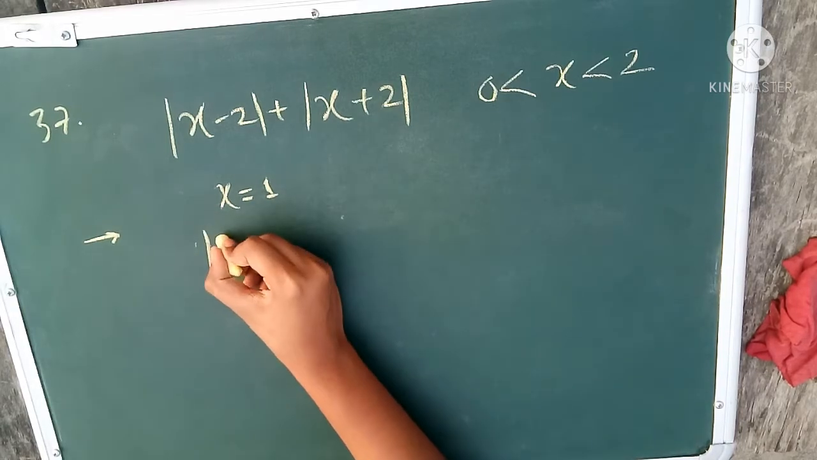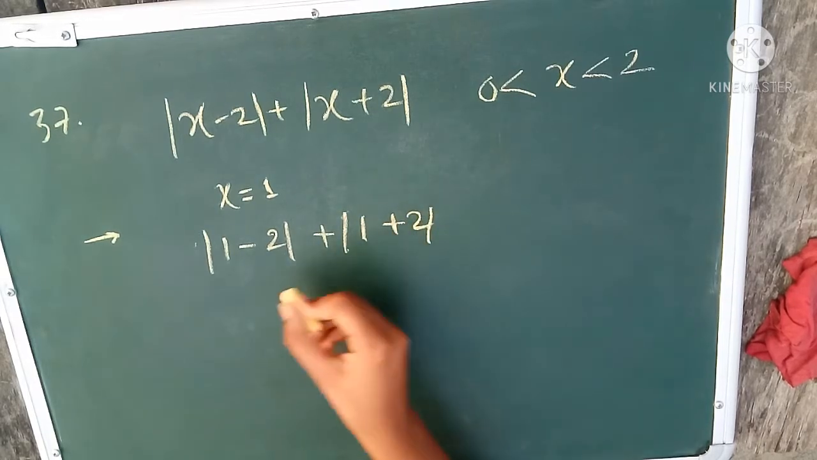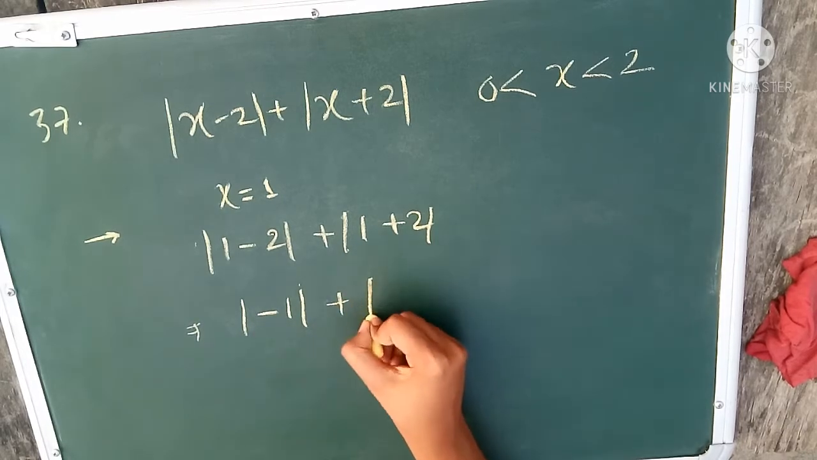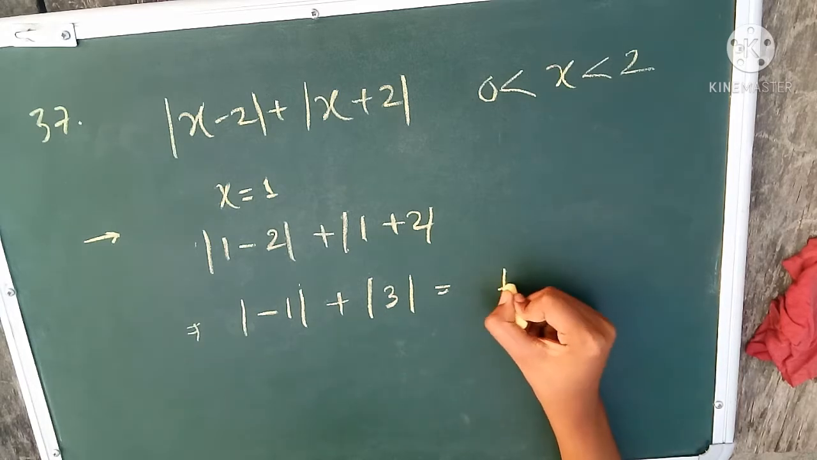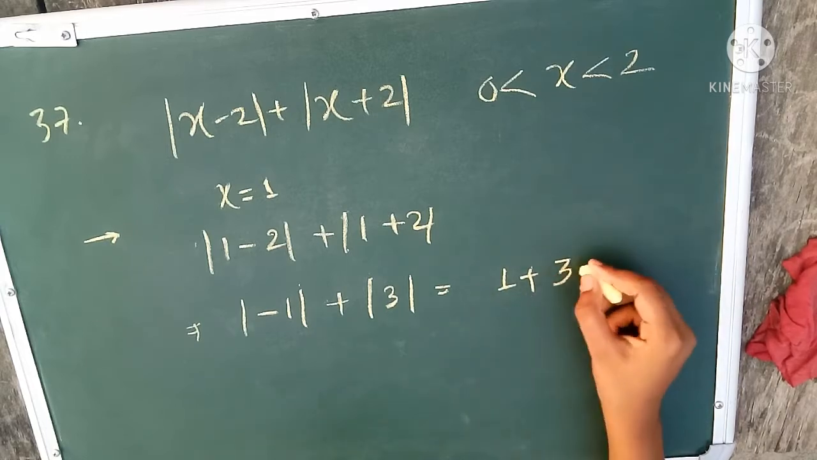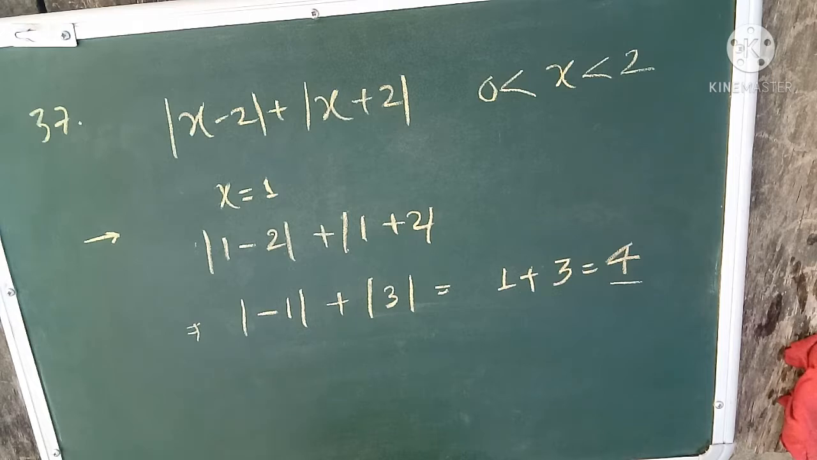We have here mod of 1 minus 2 plus mod of 1 plus 2. After solving it, we will get here mod of minus 1 plus mod of 3. Mod of minus 1 will turn into 1, and mod of a positive number is always equal to that number, so it's 3 here. We have got the value equal to 4. Now we will calculate the absolute value of 4. To calculate the absolute value, we need to put mod on 4. So we all know that mod of any positive number is equal to that number only.